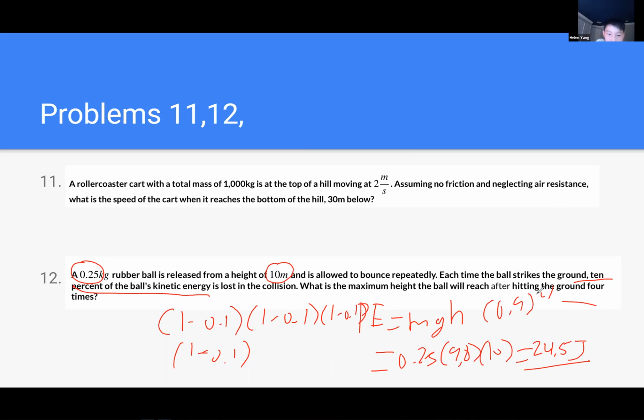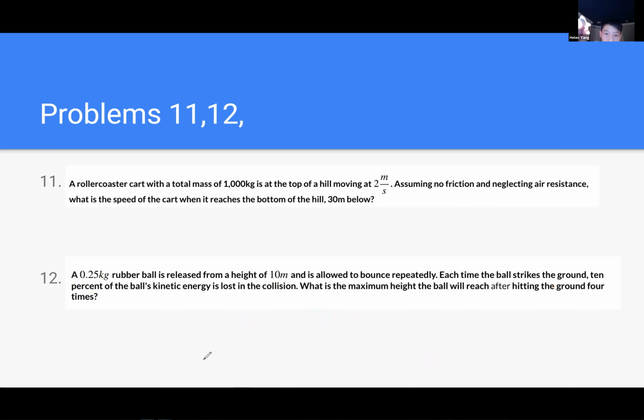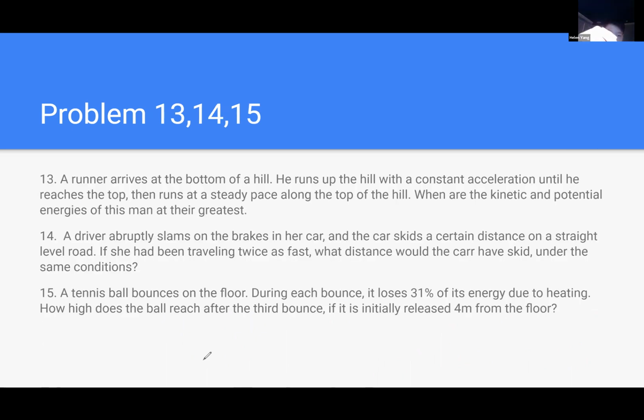Oh wait, I just realized that I forgot part of the question. You guys can skip this question then. You can do the next question instead. Just do question 13 then. Just 13.